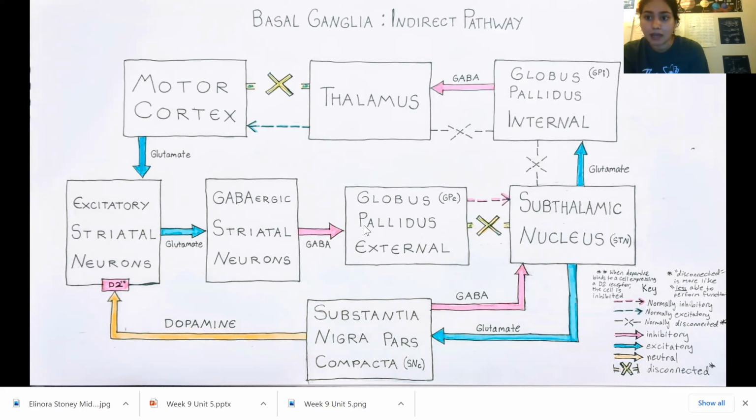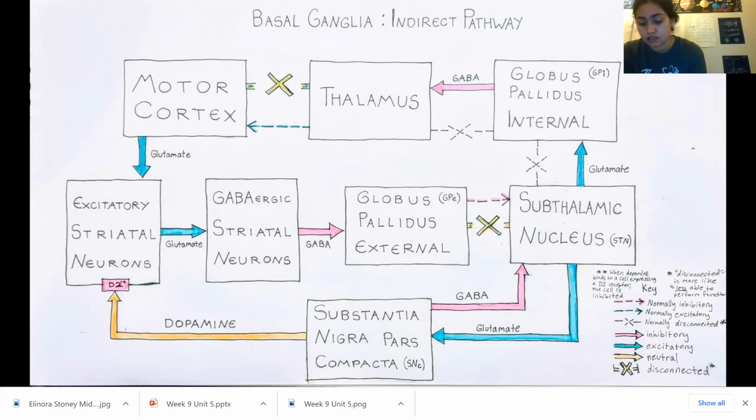But when the indirect pathway is active, suddenly the globus pallidus external is being inhibited, so it's not able to inhibit the subthalamic nucleus anymore, and the subthalamic nucleus is now free to excite the globus pallidus internal as much as it wants. So if the inhibitory GABA is being sent to the globus pallidus external, GPE, then GPE is no longer able to stop the subthalamic nucleus from getting excited, and the subthalamic nucleus is free to excite the globus pallidus internal. So the globus pallidus internal, GPI, is responsible for inhibiting the thalamus.